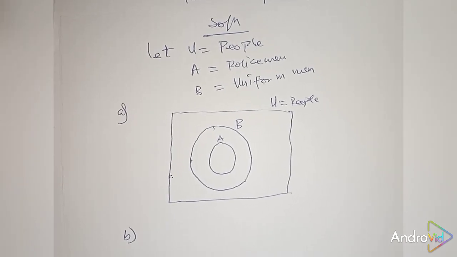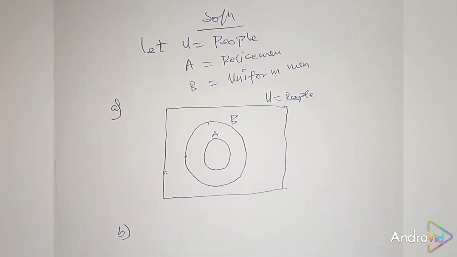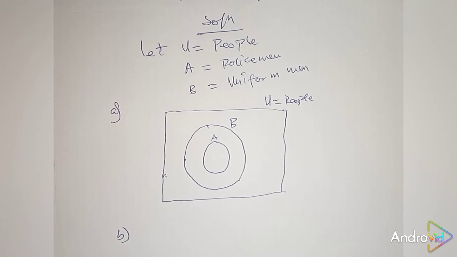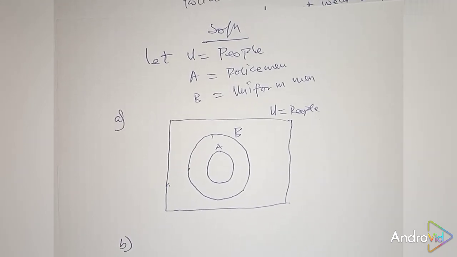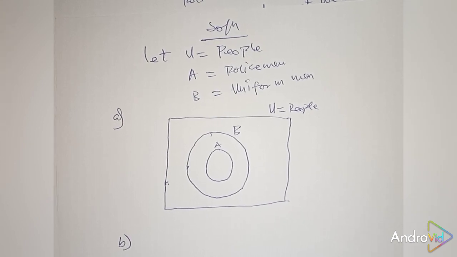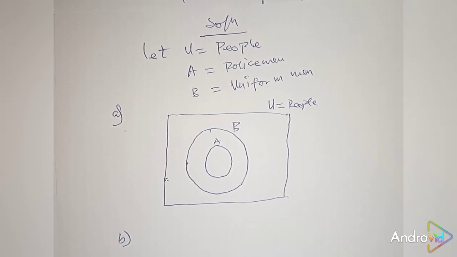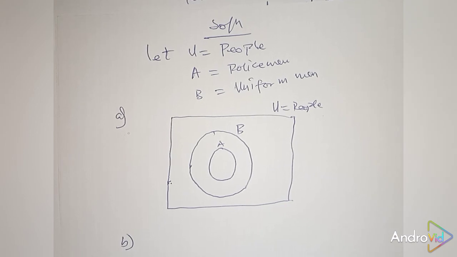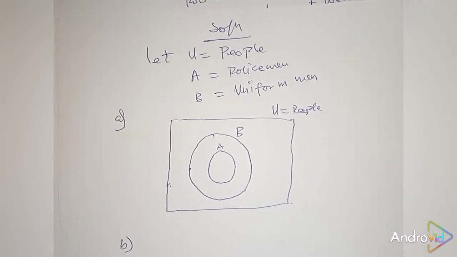Alright guys, so we are done with the A part of the question. If you haven't watched how we got the Venn diagram for the A part, you can watch my video on logical reasoning 1A to help you understand it better. So now let's look at the B part.